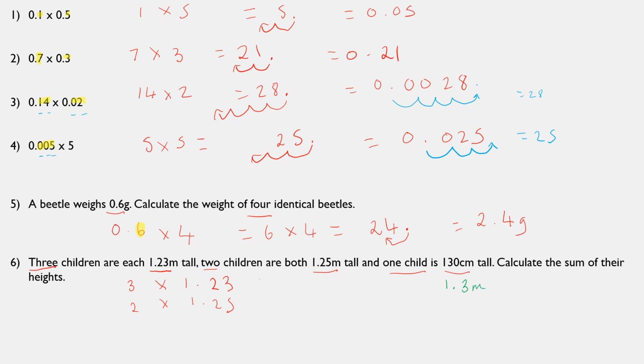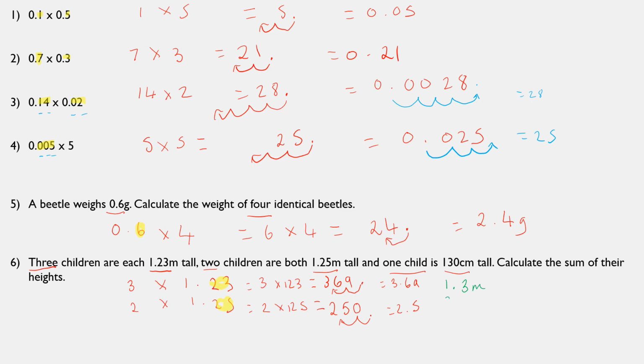So in our first one then, we're going to do 3 times 123. And our second one, we're going to do 2 times 125. So 3 times 123 is 369. And 2 times 125 is 250. Just go and check our decimal places. So we have 2 here and 2 there. So I'm going to move my decimal point twice in both answers to give me 3.69 and 2.5.